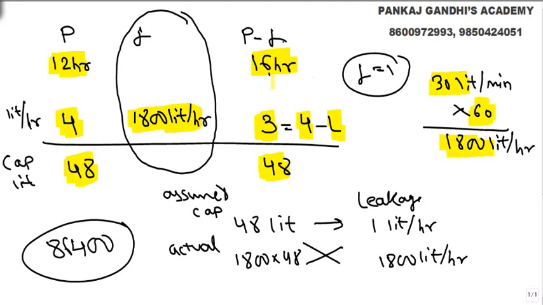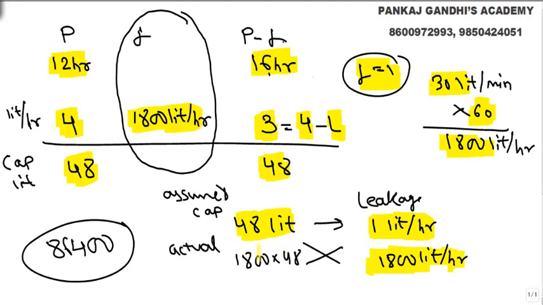In 12 hours 48, so pipe per hour is 4. In 16 hours 48, so pipe minus leakage is 3. Pipe is 4, so leakage will be 1. If assumed capacity is 48 liters, leakage is 1 liter per hour.